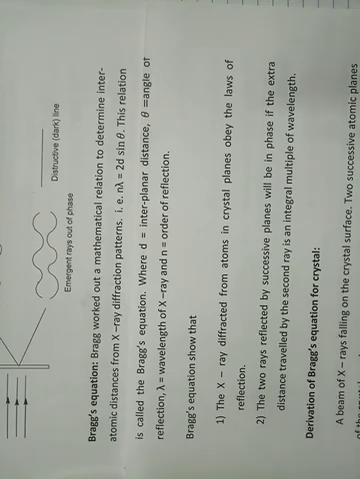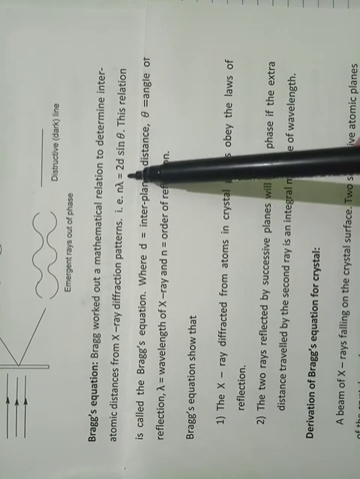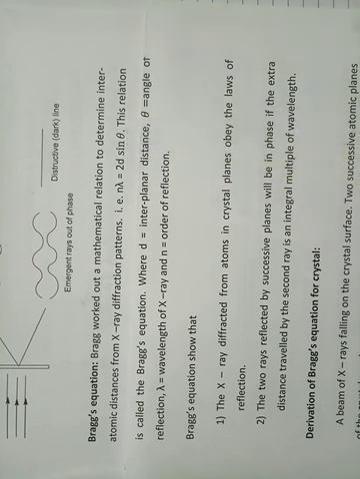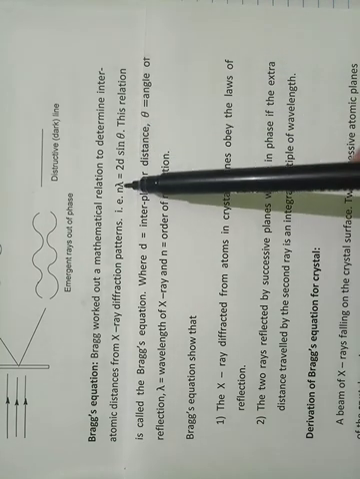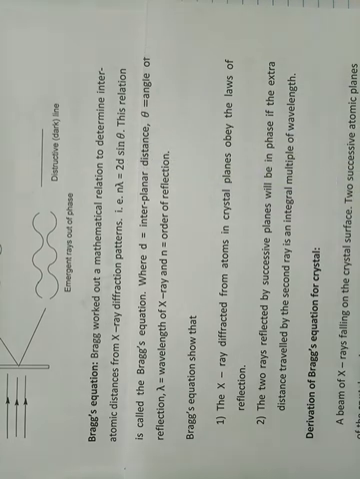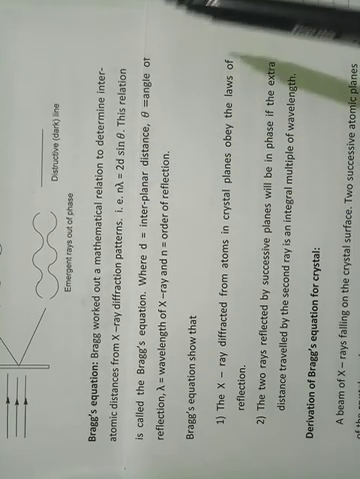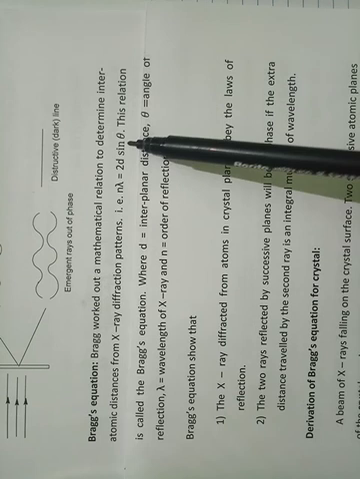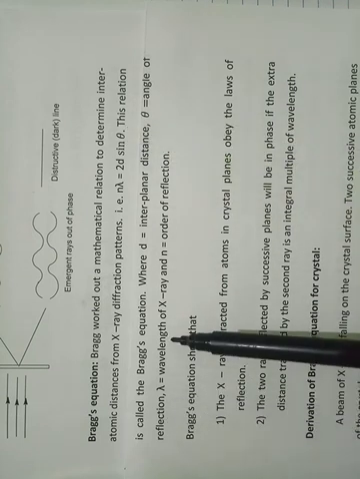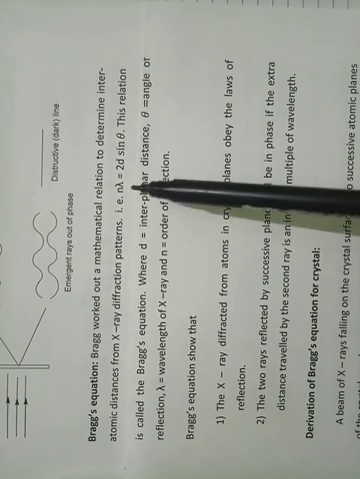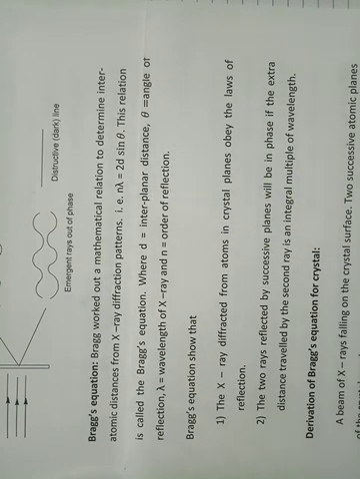A scientist called Bragg worked out a mathematical relation to determine the interatomic distances from X-ray diffraction patterns. That is, n lambda is equal to 2d sin theta. This relation is called the Bragg's equation, where d is the interplanar distance, theta is the angle of reflection, lambda is the wavelength of X-ray, and n is the order of the reflection.